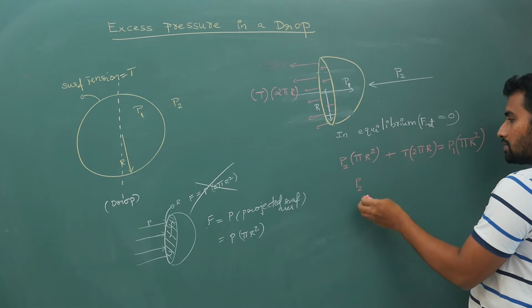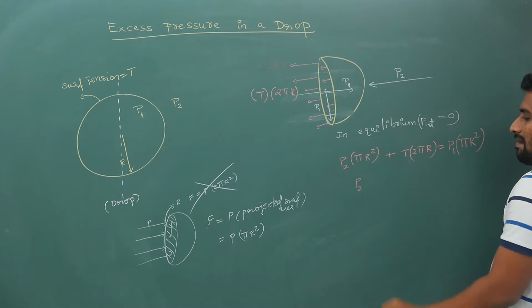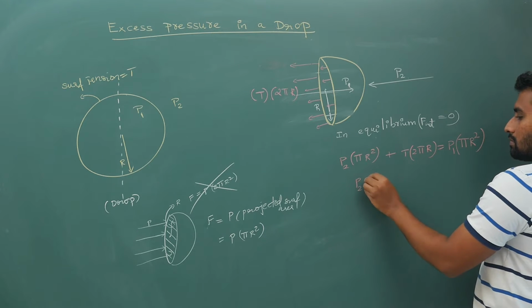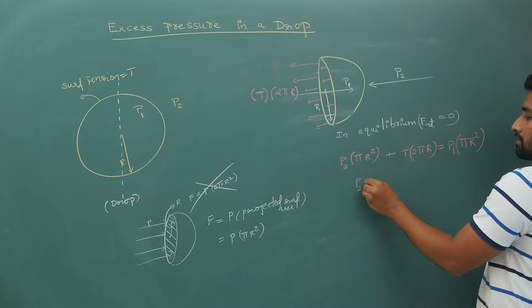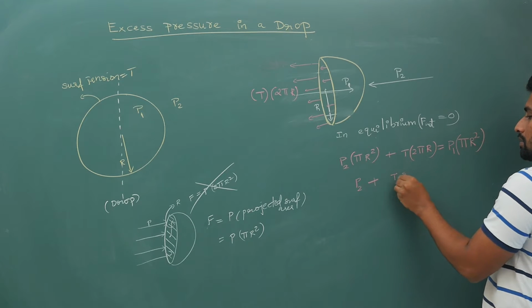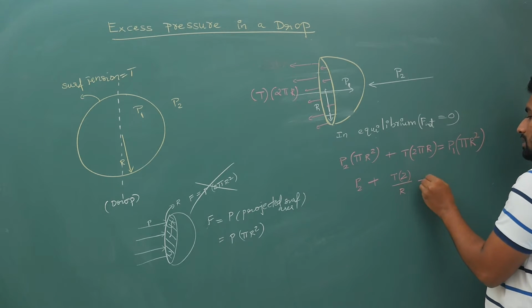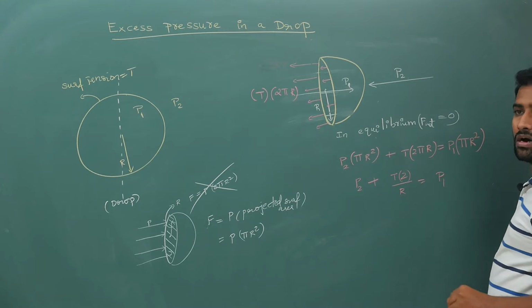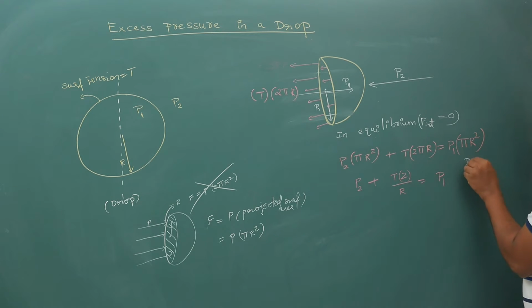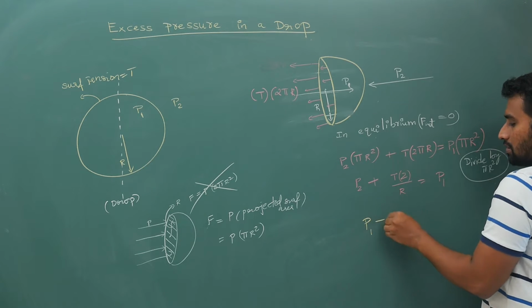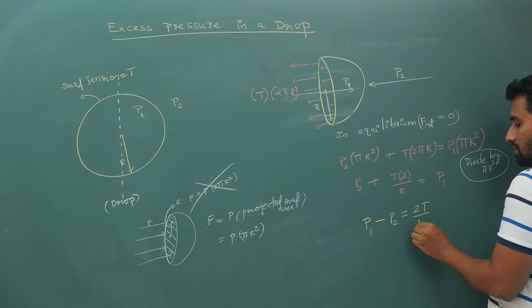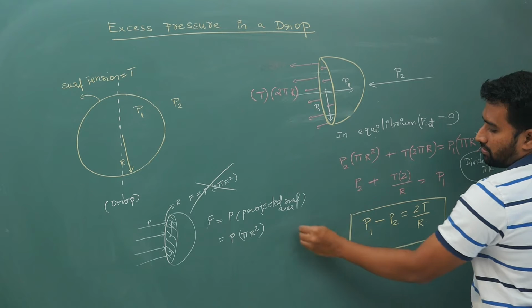Divide by pi r square. So P2 plus 2T by r is equal to P1. How did you get this step? Divide by pi r square. Now P1 minus P2 is your excess pressure. P1 minus P2 is 2 times surface tension by radius r.